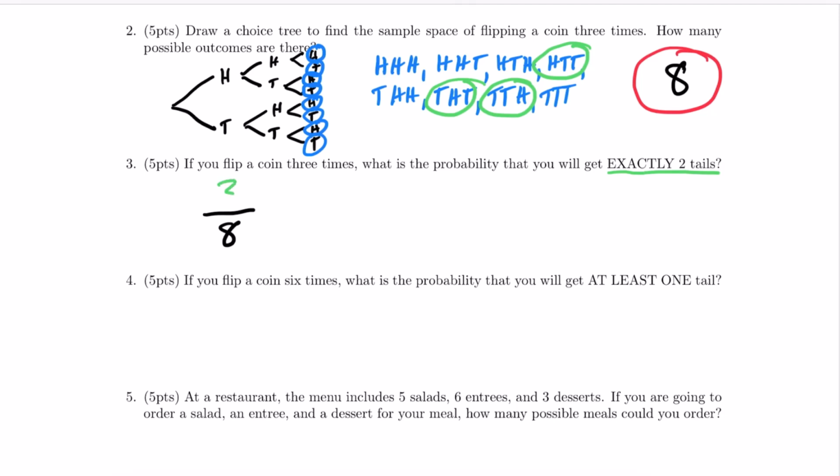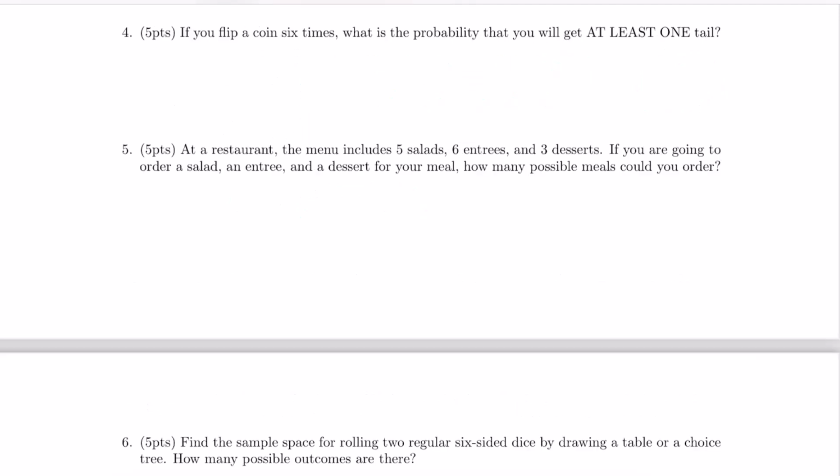So you'd have 3 out of 8, which written as a decimal, if you do 3 divided by 8, you get 0.375. Or you can also think about that as 37%, but that decimal is what you would put as the answer for the test. And then on question 4, it says, if you flip a coin 6 times, what is the probability that you will get at least 1 tail?